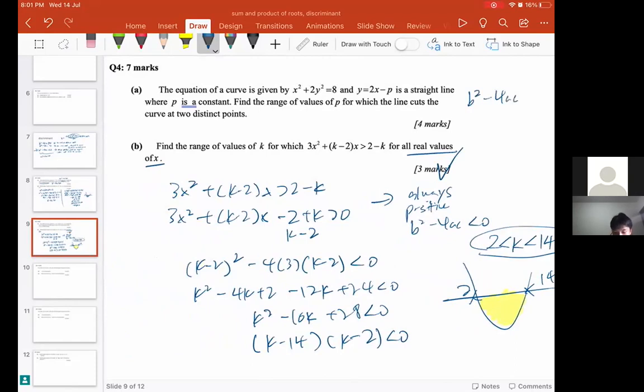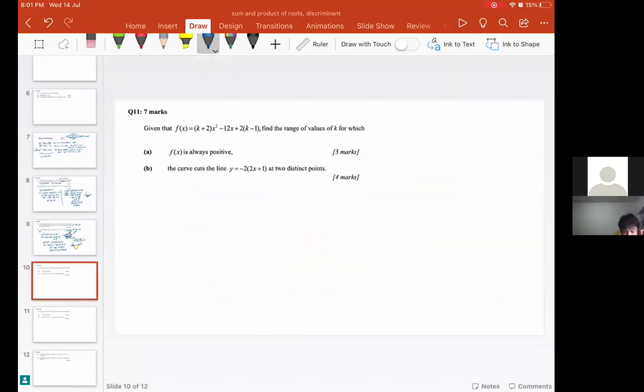So for example, in this case, for question A, we want to use b squared minus 4ac is greater than 0 because it cuts at 2 distinct points. Well, here we want to use b squared minus 4ac is lesser than 0 because we have an always positive value. So we must see how the question is presented and use the discriminant value accordingly. All right, moving on to question 11.